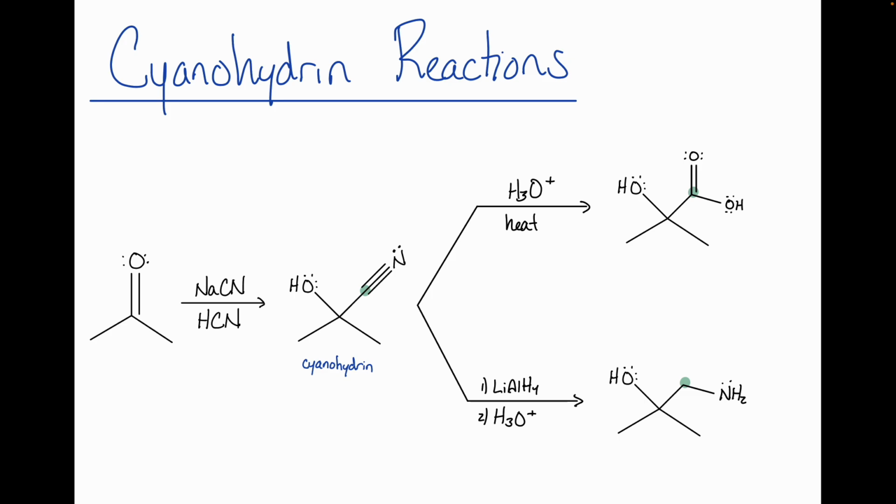We learned how we can create these cyanohydrins by treating our aldehyde or ketone with that basic nucleophile, the cyanide ion. And now we're talking about things we can do with our cyanohydrins, either following up with dilute acid and heat to create a carboxylic acid group, or reducing them with lithium aluminum hydride to create that carbon-nitrogen single bond and our amine.